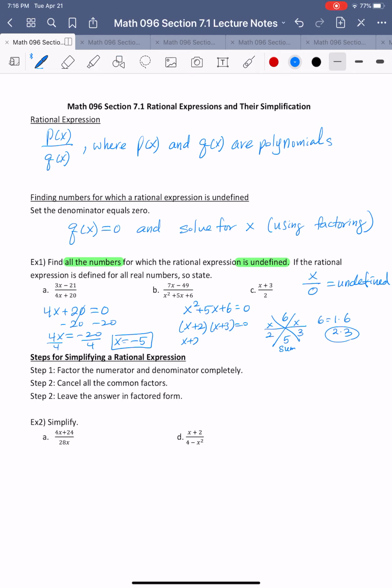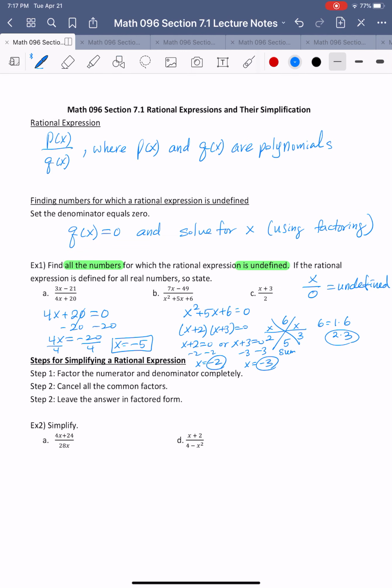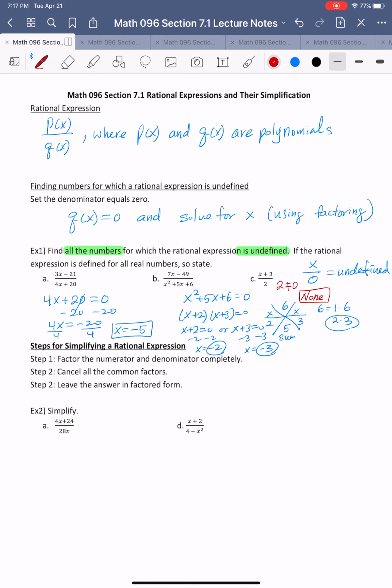And then you set each factor equal to 0. Subtract 2, so one solution is negative 2. Subtract 3, the other one is negative 3. So that's the other solution. This is how you find it. And then part c, which is 2 equal to 0, but never, right? There's no variable. So in this case there's no number that makes it undefined.